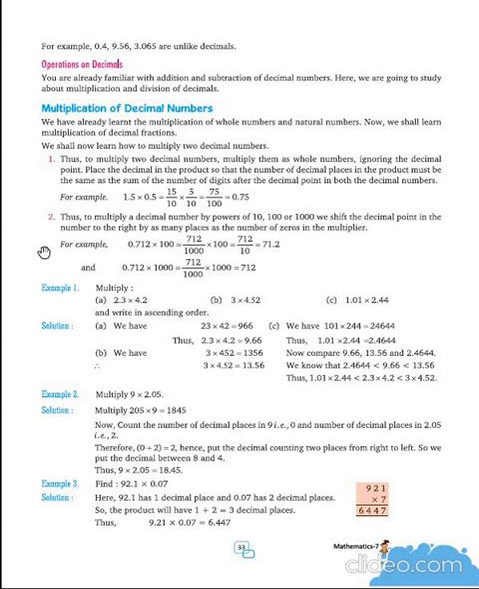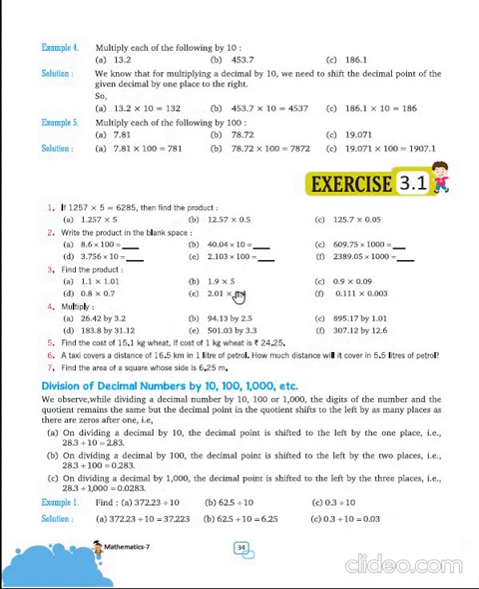Another case is if you want to multiply any decimal number by 10, 100 or 1000, we simply shift the decimal point in the number to the right by as many places as you have zeros in the multiplier. So it is like 0.712 into 100. We simply shift this decimal two places to the right as we have two zeros in the 100. So it will be 71.2. Now these examples you have to try yourself. Now come to the exercise. This one also you have to do yourself.